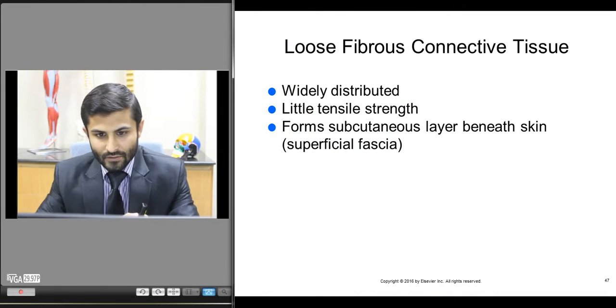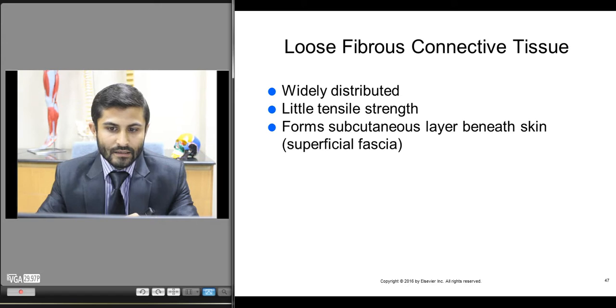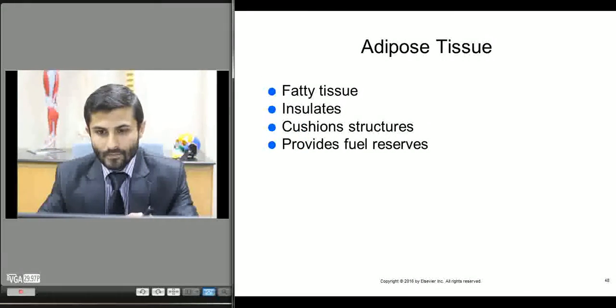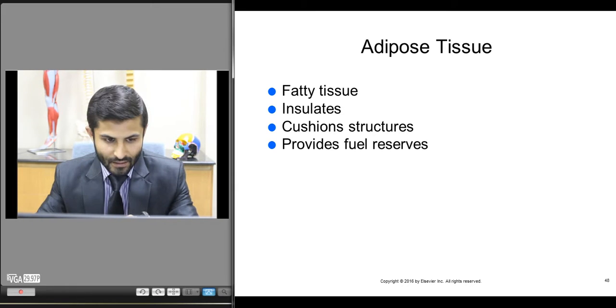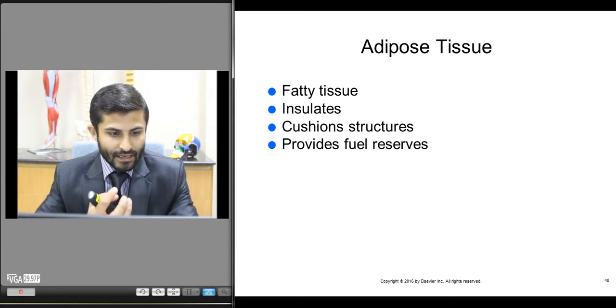Loose fibrous connective tissue is widely distributed in the body, has little tensile strength, and forms the subcutaneous layer beneath the skin, which is also called the superficial fascia of the skin. Adipose tissue, fatty tissue, insulates, cushions the structures and provides fuel reserves. The fats are good stores of energy, so whenever there is a need for energy, as if somebody is fasting or in starvation, your body breaks down the fats to make ATP or glucose.